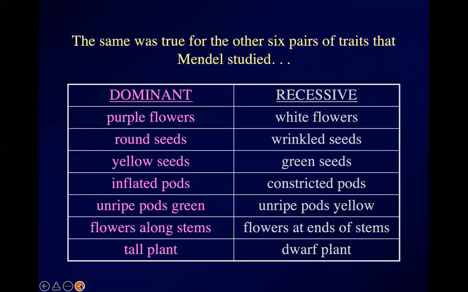Okay, and it turned out that the other six pairs of traits that Mendel studied worked in the same way. Round seeds in peas was dominant to wrinkled seeds. Yellow seeds is dominant to green seeds. Green pods is dominant to yellow pods. Inflated pods, oh yeah, so dominant doesn't mean darker either.